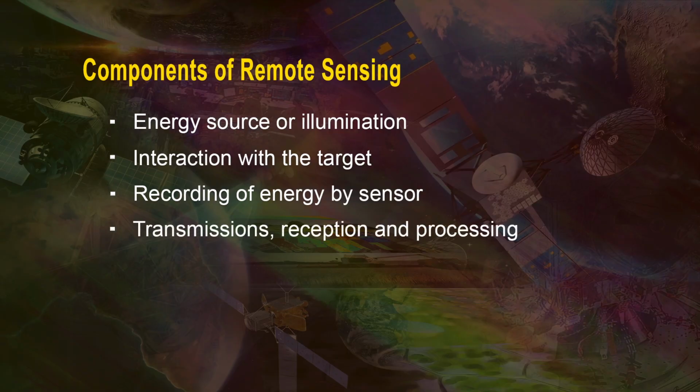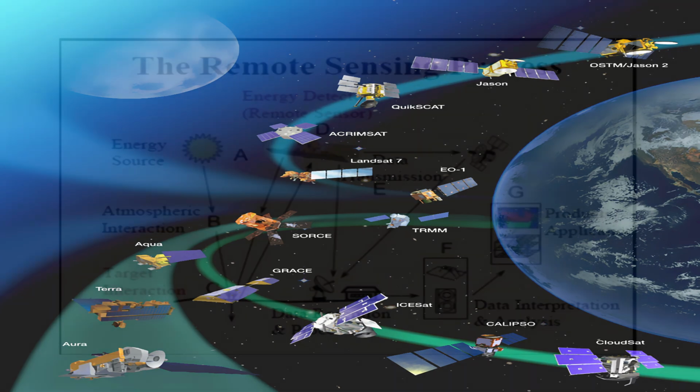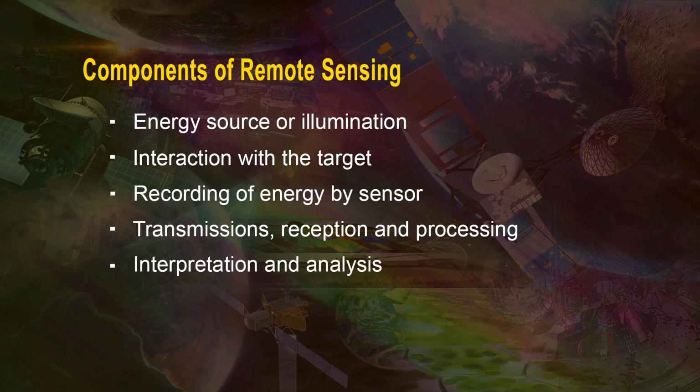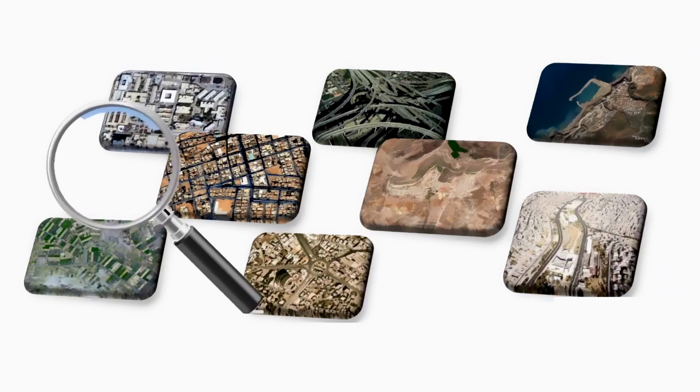Transmission, reception and processing. The energy recorded by the sensor has to be transmitted, often in electric form, to a receiving and processing station on the Earth, where the data is processed and stored in digital form. Interpretation and analysis. Data is interpreted visually and digitally to extract information about the target which was illuminated.